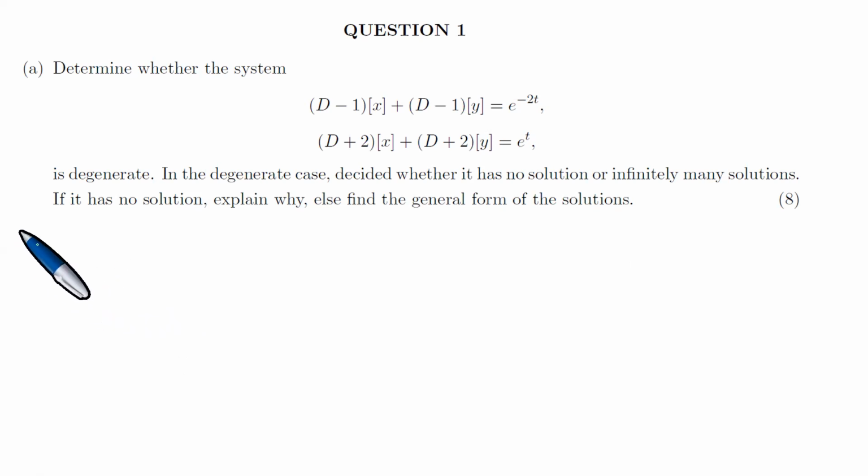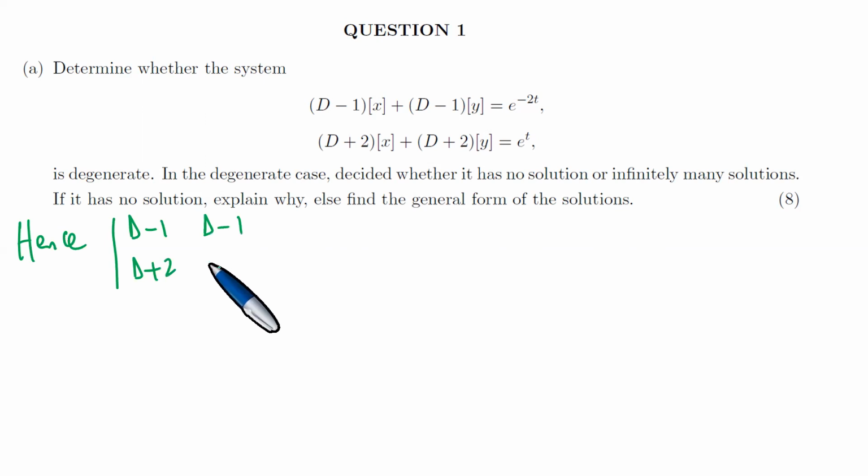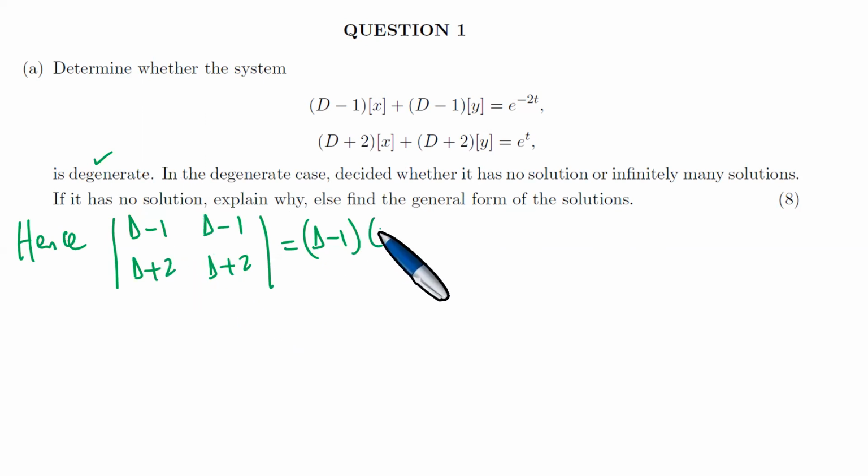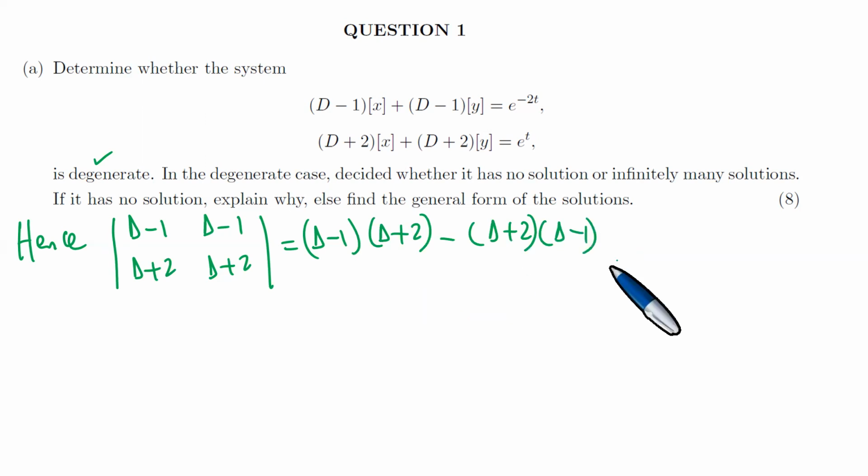This one is already in operator notation. So what are we supposed to do? We're just supposed to take the operators D minus 1, D plus 2. To find the determinant of the coefficient matrix, we want to decide whether it is degenerate or not. How do we find the determinant and what method do we use? We use a method called cofactor expansion.